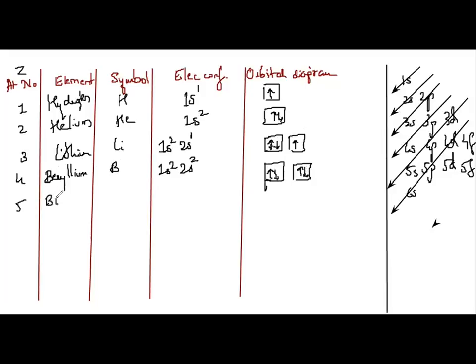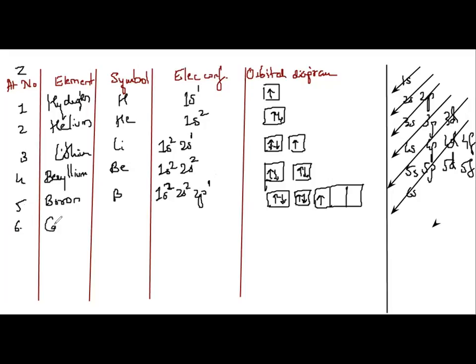Fifth one, boron, B. Beryllium is Be, boron is B, 1s2, 2s2, 2p1. So 2 plus 2 plus 1 is 5. So here we have 1s spin up, spin down, 2s spin up, spin down, 2 electrons. For 2p, there are 3 subshell orbitals, but there is only 1 electron. Carbon, C, 1s2, 2s2, 2p2.